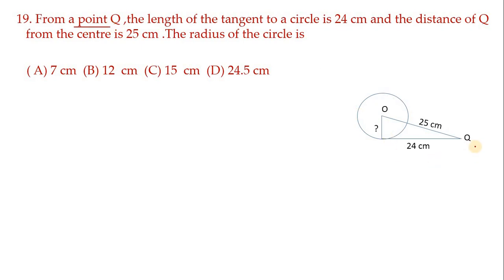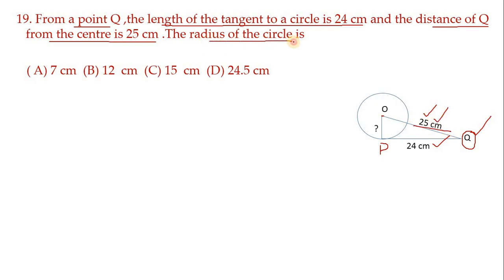From a point Q, so Q is this point which is outside the circle. From that point, the length of the tangent to the circle is 24 centimeter. Here, let me take this as another point P. So this is the length of the tangent, and the distance of Q from the center O is 25 centimeter. Now we have to find the radius of the circle, meaning OP. OP length we have to find.